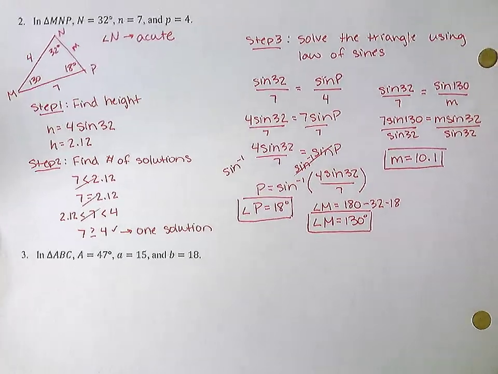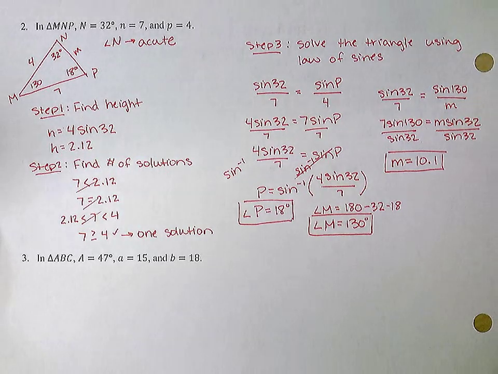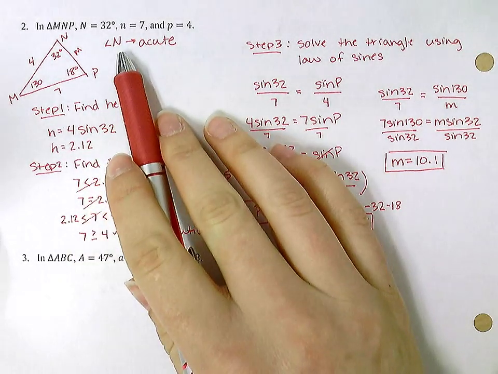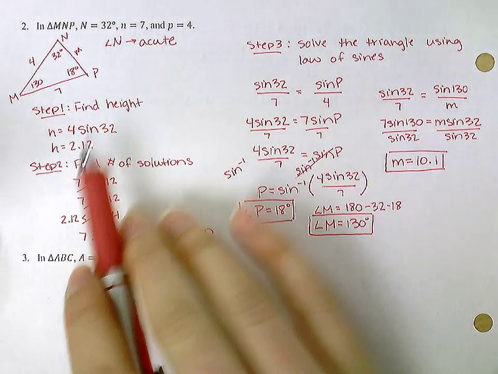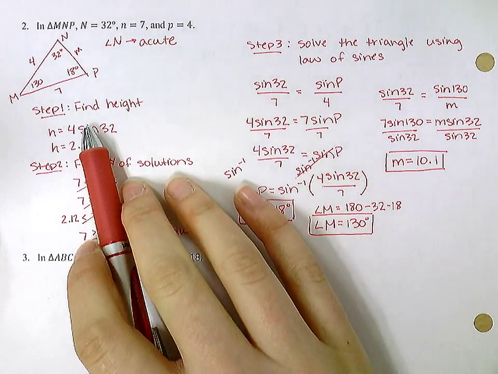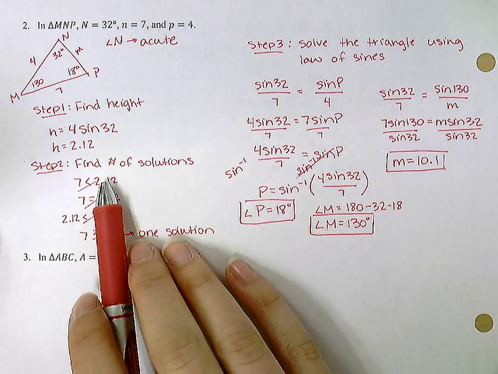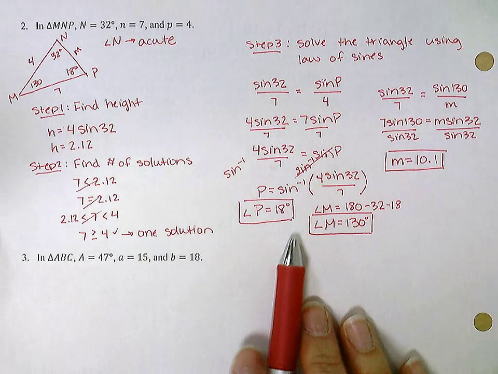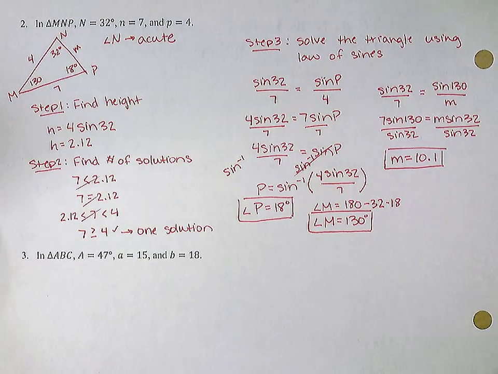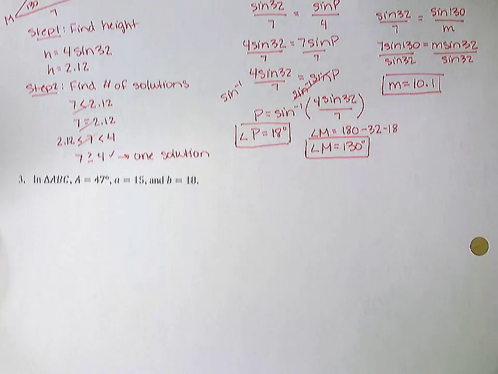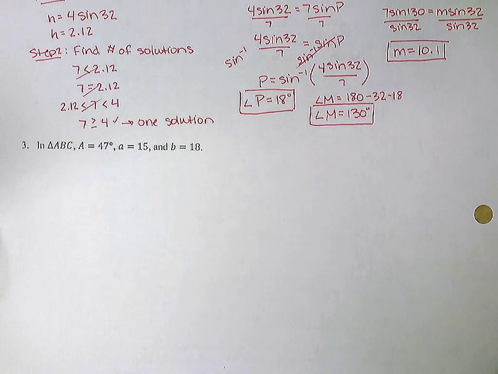All right, so again, first thing you want to do is find your angle, whether it's acute or obtuse. Then if it's acute, you have to find h, or the height. Then find your number of solutions, and then you can solve using law of sines. So that's what we're going to do in the next one here.